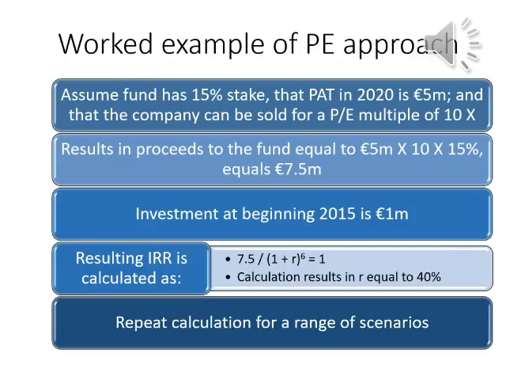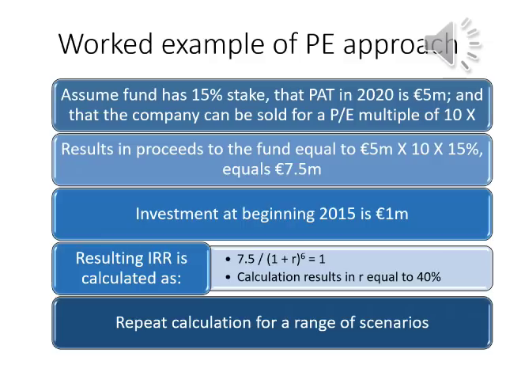So let's look at our worked example from a slightly different angle to show the uses that can be made of the private equity approach to valuation. Let's assume the fund has a 15% stake, that profit after tax in 2020 is 5 million, and that we believe the company can be sold for a price earnings multiple of 10. This means that if I own 15%, the proceeds I get will be 5 million multiplied by a multiple of 10 times my 15% stake, which means 7.5 million, being my share of the sale proceeds at the moment of exit if I own 15%.